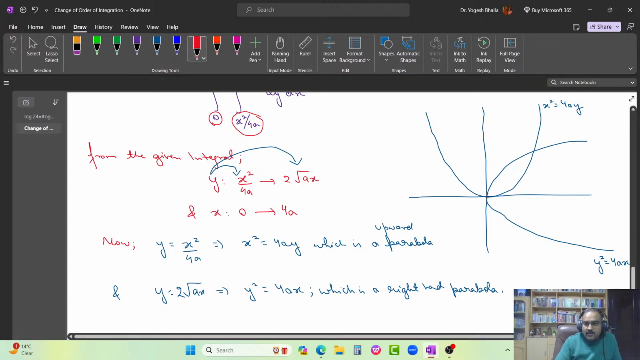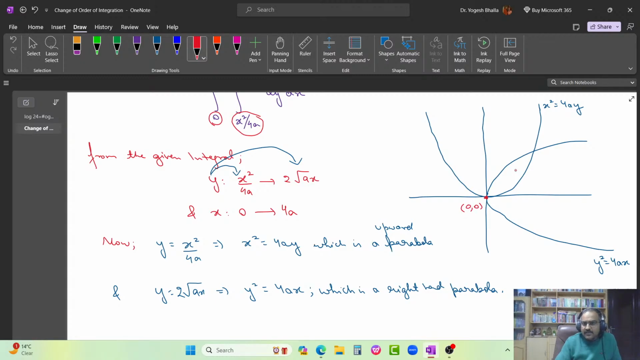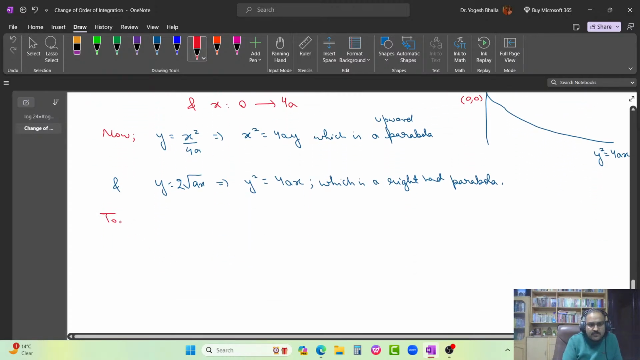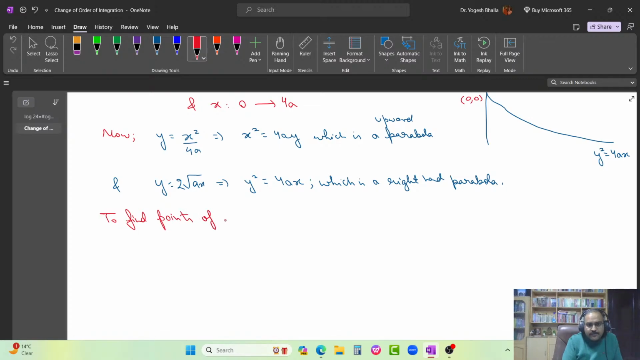Now we need to find the points of intersection first of all. From the diagram it is clear that this point is the vertex, that is origin. Now what about this one? The next step is to find the points of intersection. Let this be equation number 1, and this is equation number 2. I solve both equations 1 and 2 and find the values of one of the variables.